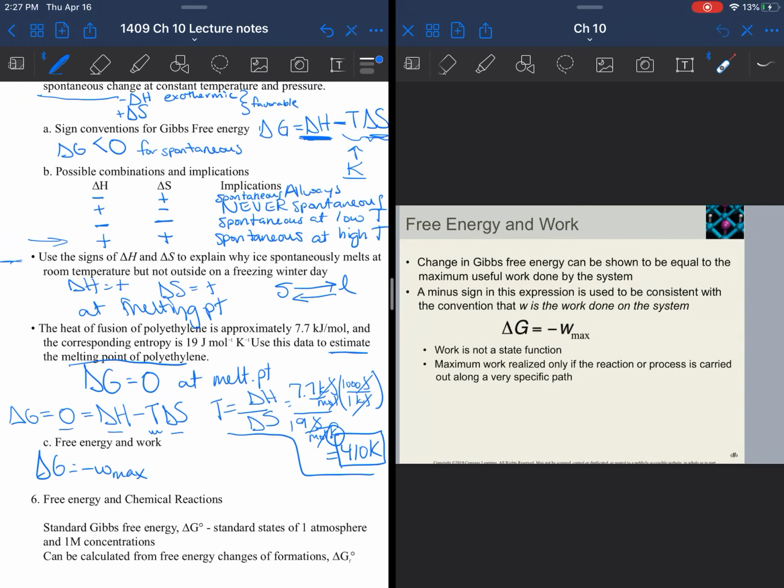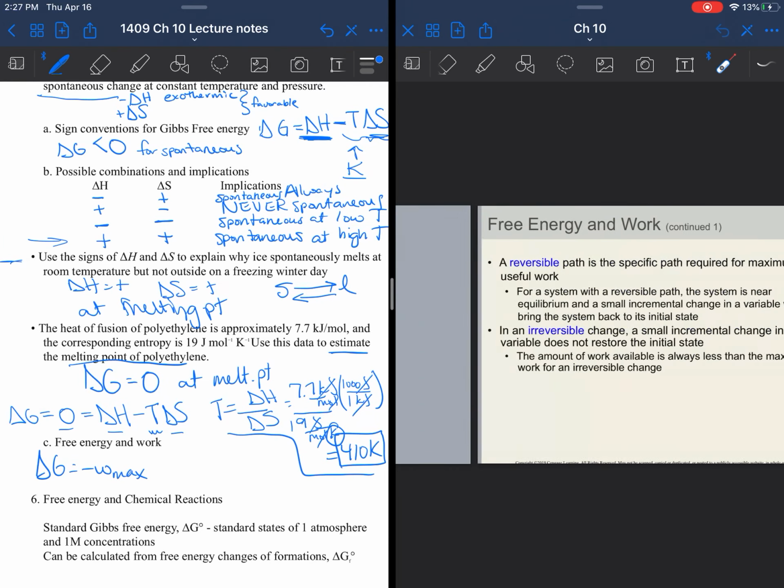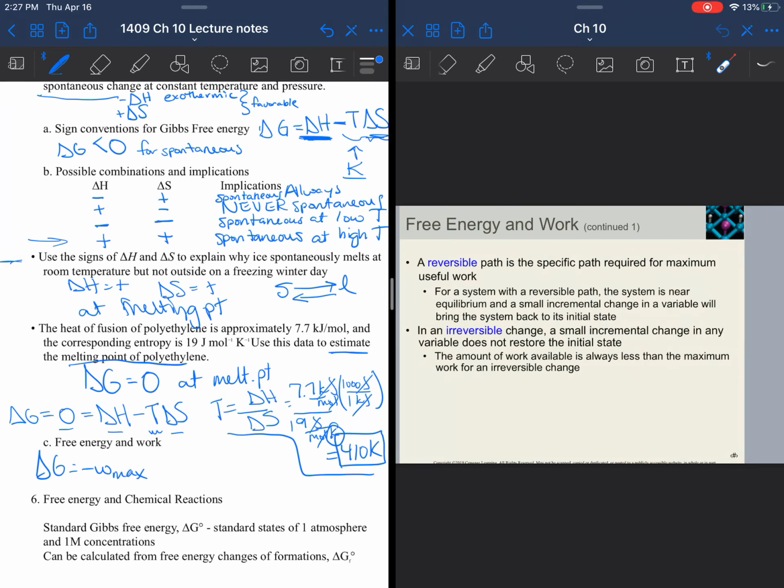The sign with that negative is in there just to match the sign convention of delta G. But rarely do we ever get the maximum amount of work from a system or process. And that's because to get the maximum amount of work, you need a reversible path. So that means that we're not going to lose any waste energy.